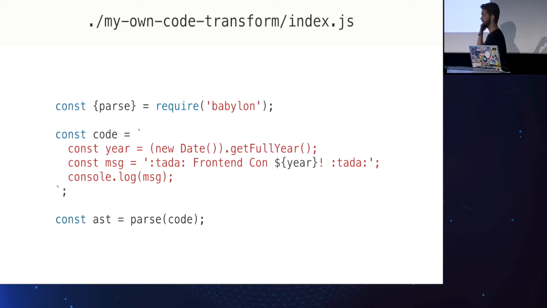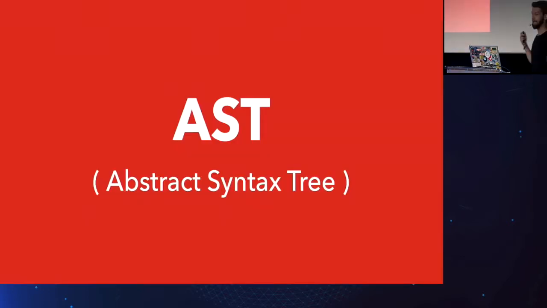To do this, we have to get the parse function from Babylon. Then we treat the code that we just saw as a string. And then we can parse this. The result is an AST. AST stands for abstract syntax tree.